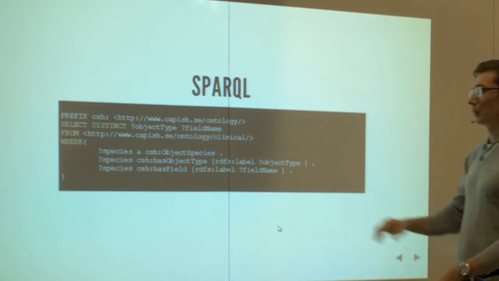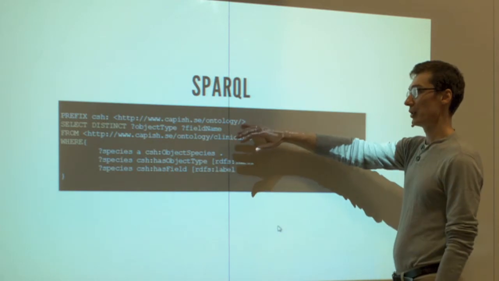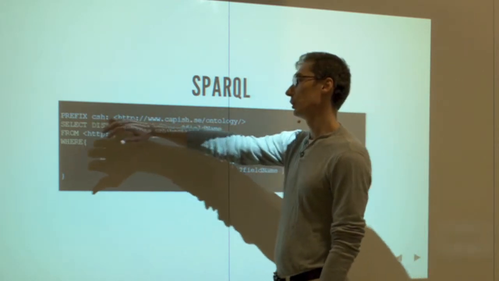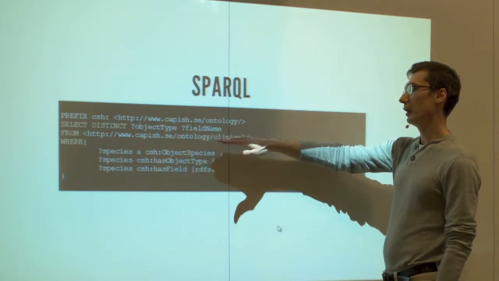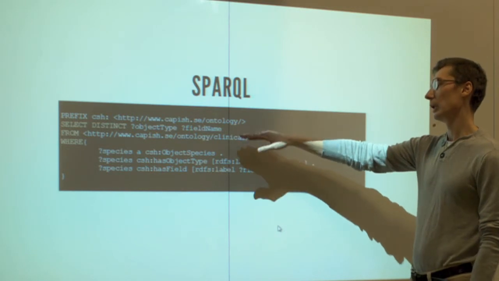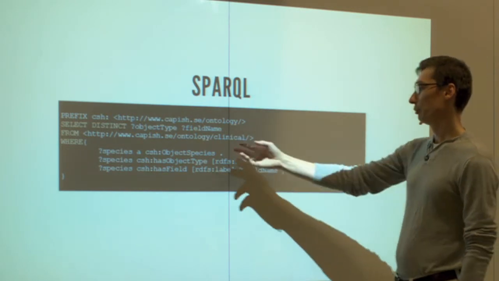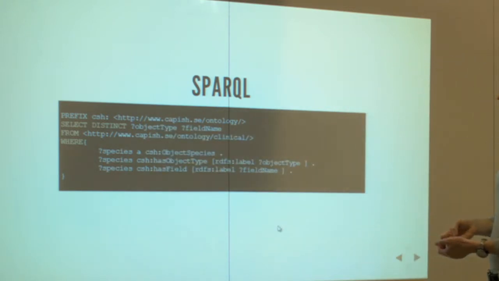So here we say, okay, we define some prefix with the dictionary. This is the schema of the Capish Ontology, the bottom one. And then we say, okay, we want to look at the data from the concrete one. This is the OWL instances of the Capish Ontology called clinical. And then we formulate a question, so we get some list of object types and the field names associated with them.